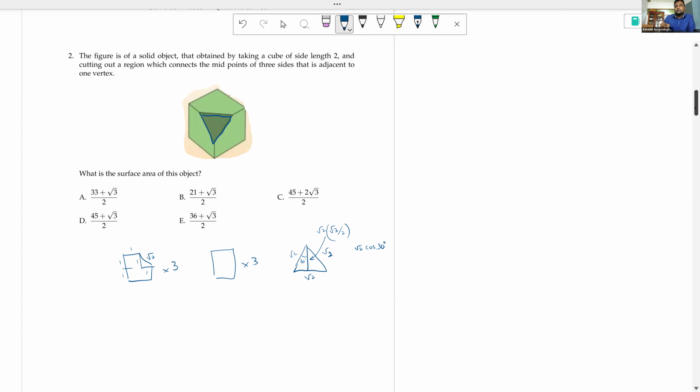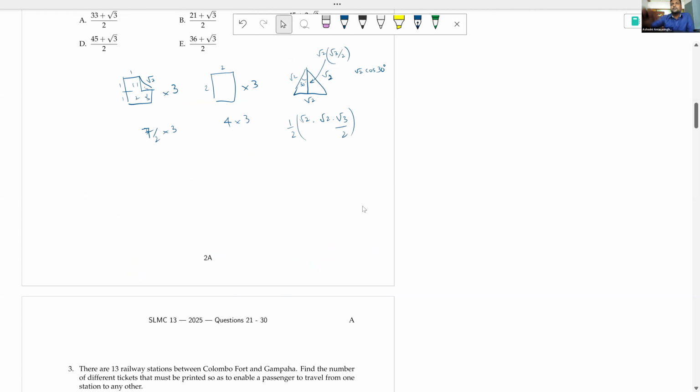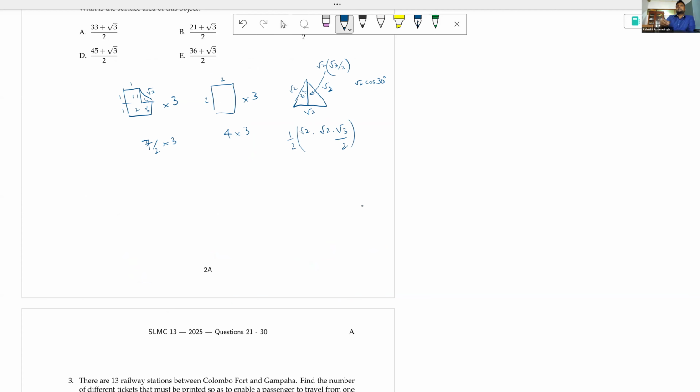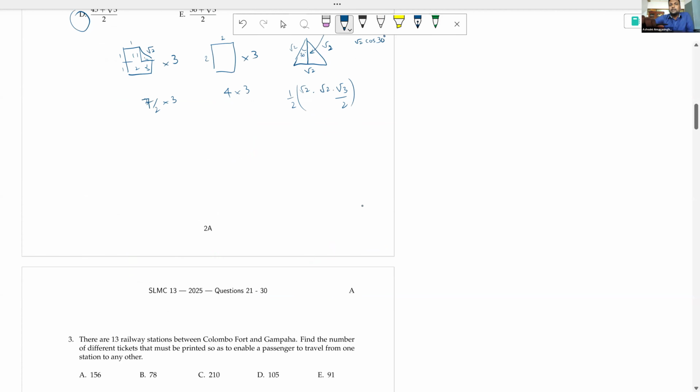Once you do that, the surface area of this would be 2 times 2, so that would be 4 times 3. And the surface area of this would be 1, 2, 3 and a half. So 3 and a half, or you can say 7 over 2 times 3. And this triangle is square root of 2 times square root of 2 times square root of 3 over 2 times half. Once you add all of them up, you're going to get 45 plus square root of 3 over 2. So it's just a matter of simply adding all these things.